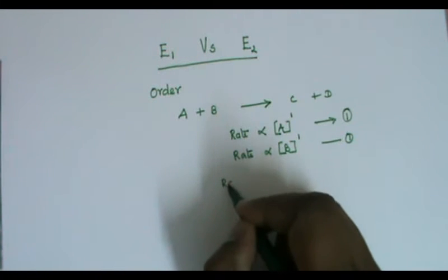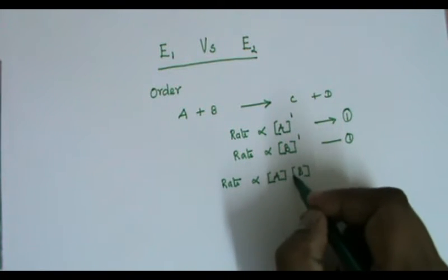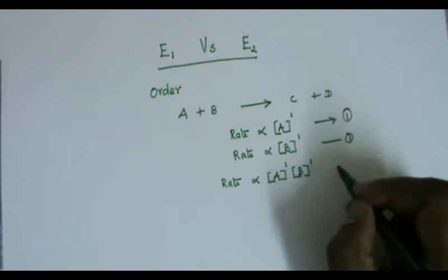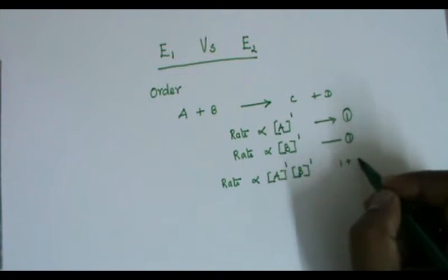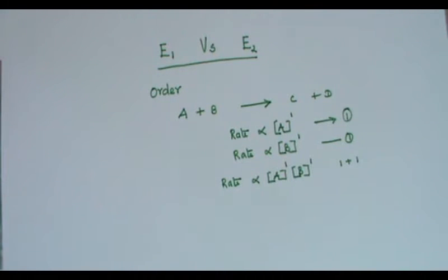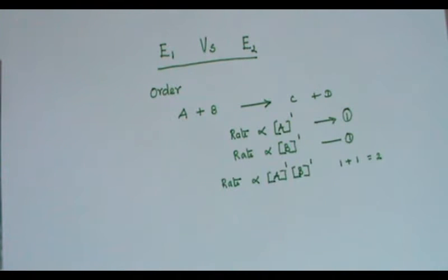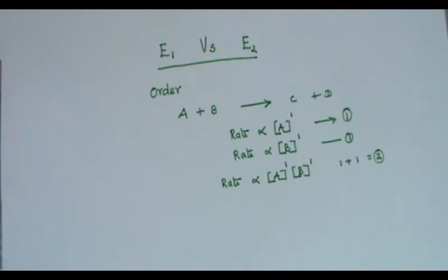If the rate of the reaction depends on the concentration of A as well as the concentration of B, then it is A to the power 1 and B to the power 1. The order of the reaction is nothing but the sum of the superscripts. So 1 plus 1, so 2. So that is a second order reaction.